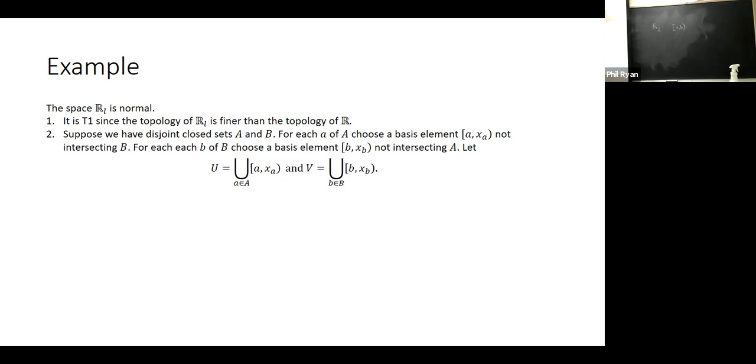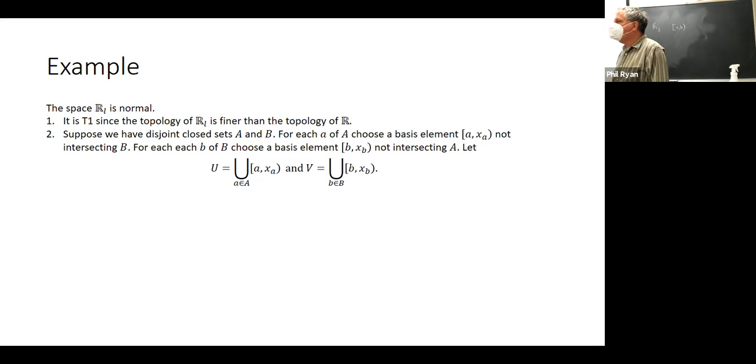And then for each element of A, we choose a basis element that starts at A and goes up to some XA, and we just want it not to intersect B. We can do that, right? Because it's an open set and it's disjoint. And we can do the same thing for the elements of B. For each element of B, take the base element starting at B and going up to some XB, not intersecting A.